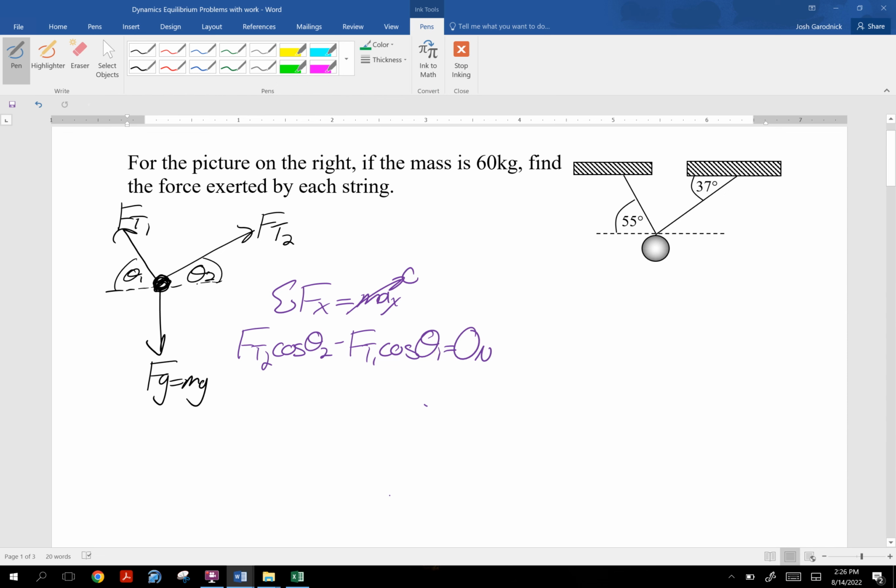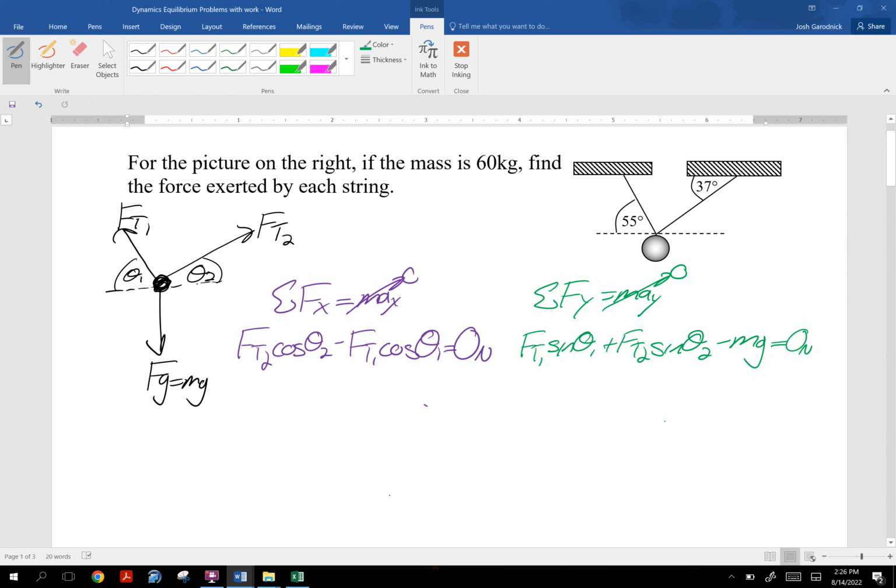In the y-axis, well, it's not accelerating. Terrific. So look at the free body diagram. We have Ft1 sine theta 1 and Ft2 sine theta 2. And we have the force of gravity acting down. They add up to 0.